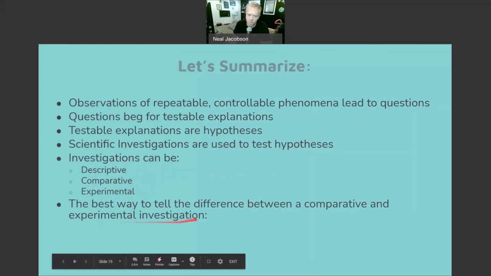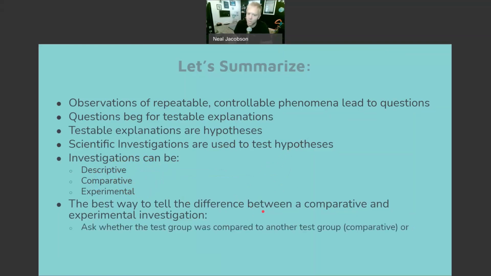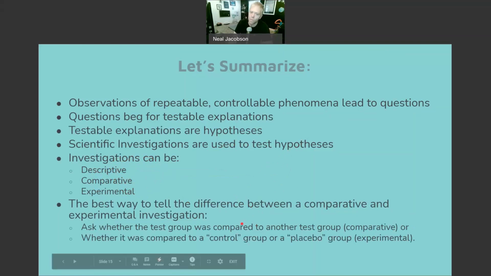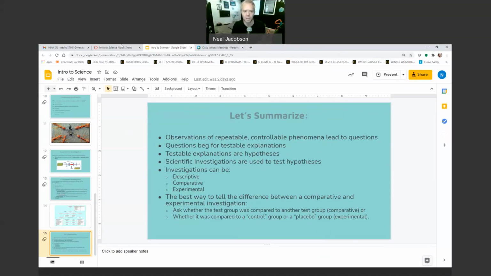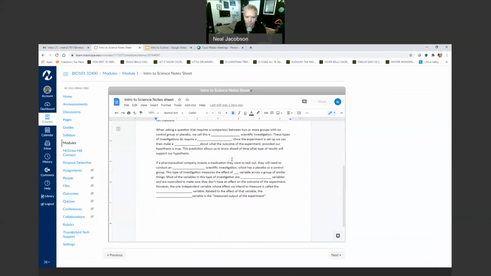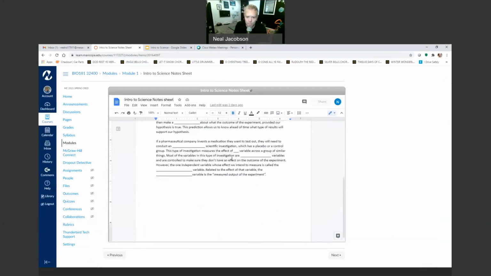And then there's a secret thing that says the best way to tell whether it's comparative or experimental is whether there was a test group that was compared to another test group, that would be comparative, or whether the test group was compared to a control group or a placebo group, that would be experimental. And so those are the big points to walk away from this with. And so I'm just going to exit here. Let's take a look at the note sheet and double check and make sure we got everything. Yep. It sure looks like it.